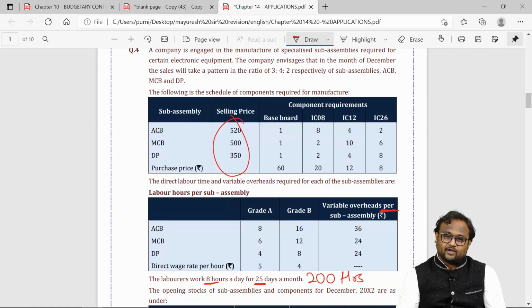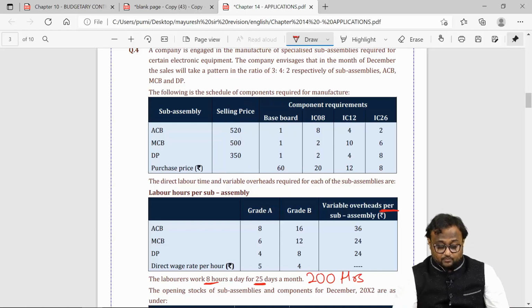From this selling price, if I reduce variable cost per unit, I will be left with contribution per unit of each product, which can be equated to 19,57,200 by doing some calculation, and things will be simple. You understood this?